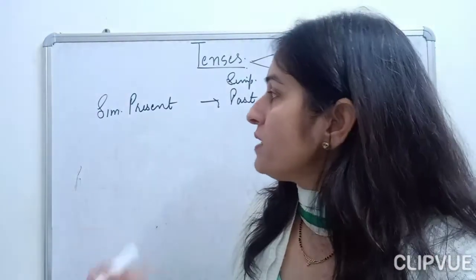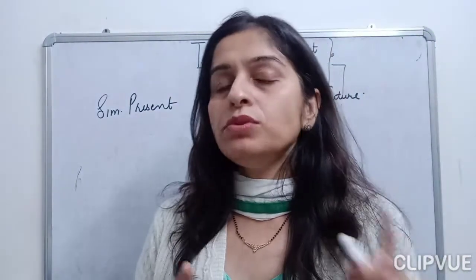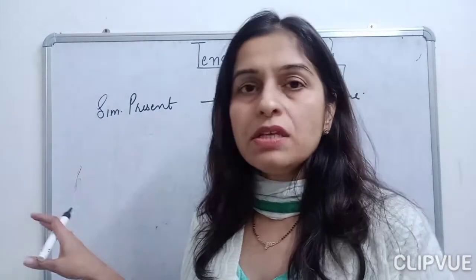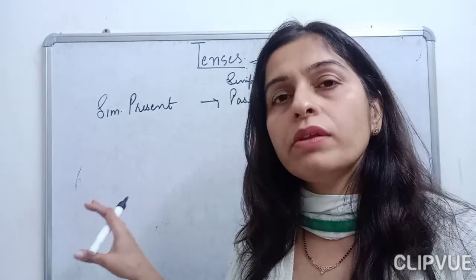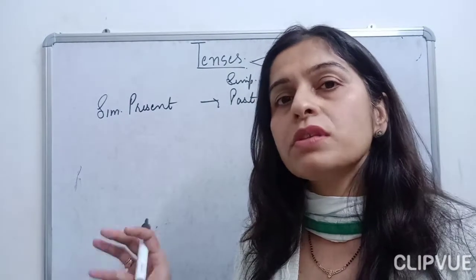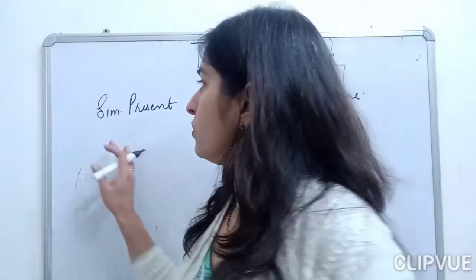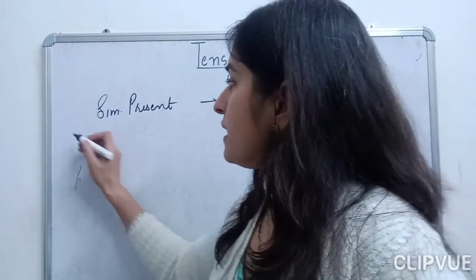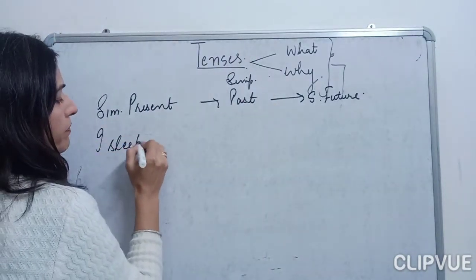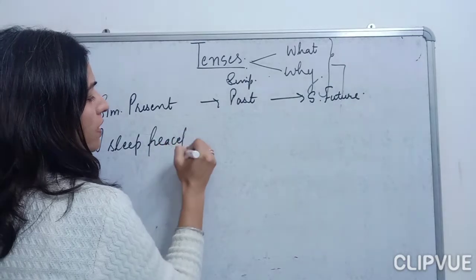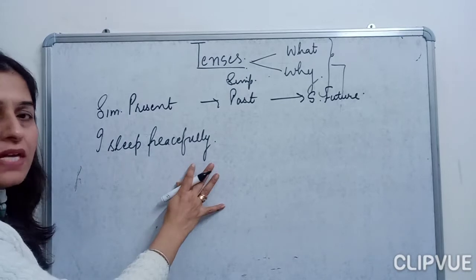Okay, suppose I take an example. You need to go through the video of the pronouns and the verbs, and then it will be easy for you to understand, because here I will be just focusing on the tenses and not on the pronouns, the verbs and their usage in the sentence. Okay, suppose in simple tense, I take a sentence: I sleep peacefully. Okay, this is my positive sentence.